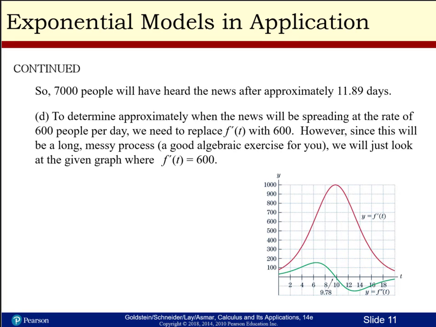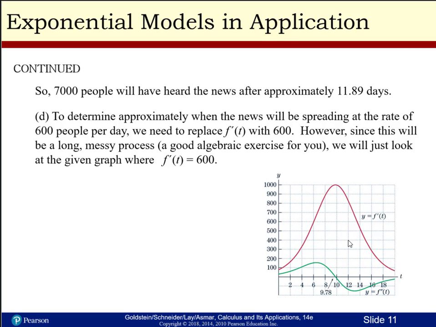Now, to determine when the news will be spreading at a rate of 600 people per day, we're going to replace f of t with 600 because that's a rate. Since this will be a long and messy process and it's good algebra, you can do this. We're just going to look on the graph, which we could do too, especially if we plugged it into our calculator and asked it to find that value. We need to find when f of t is about 600.